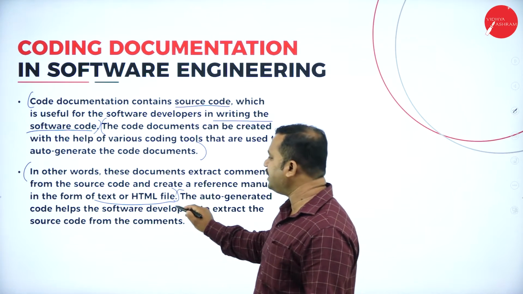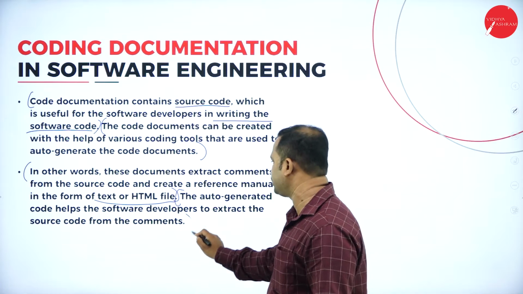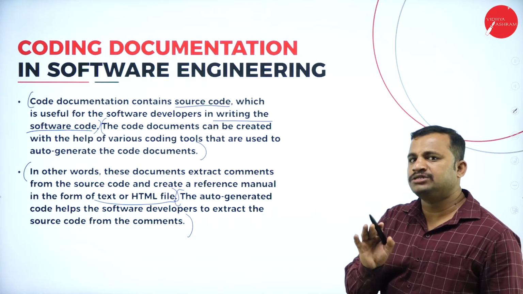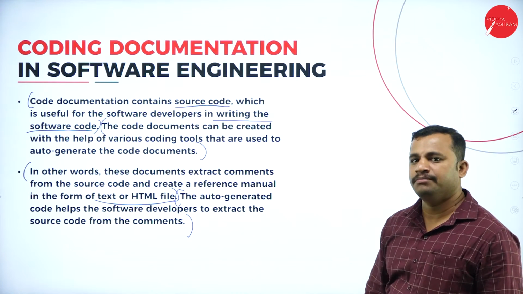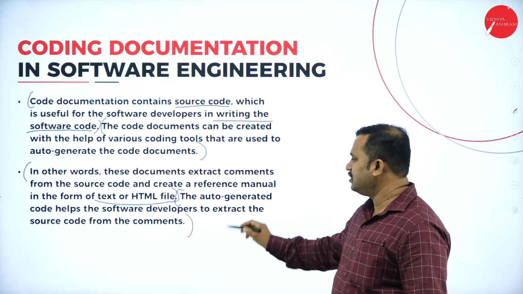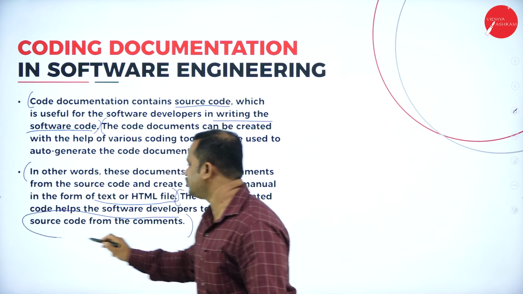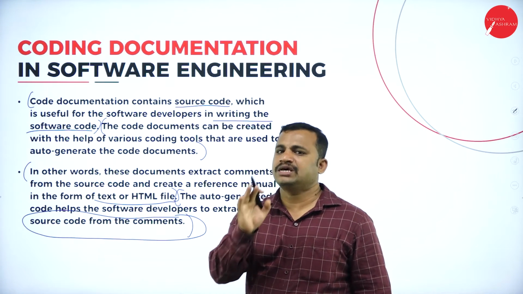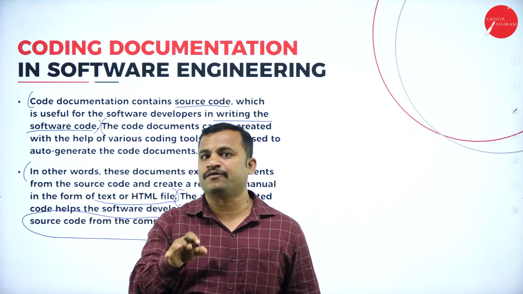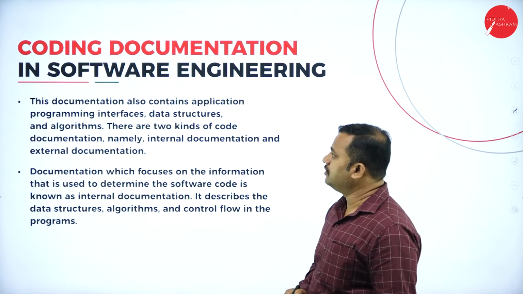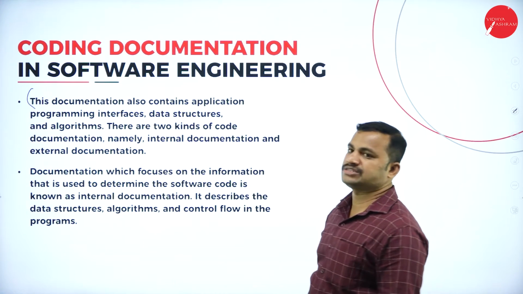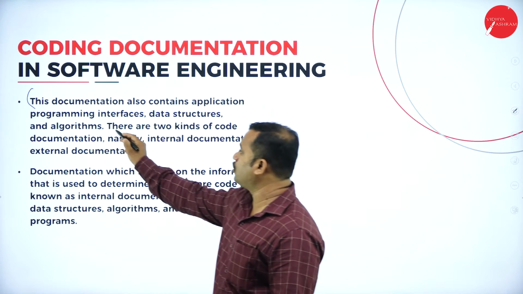The auto-generated code helps the software developers to extract the source code from the comments. That is, comments are just a part of the code segment, but they are not actually compiled by the compiler. However, we consider these comments as a part of the source code, as they are essentially needed to make others understand the functionality of the code segment. Then, this documentation also contains the application programming interfaces, the data structures used, and algorithms.